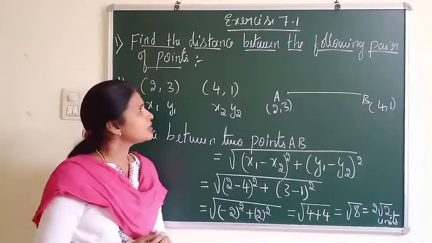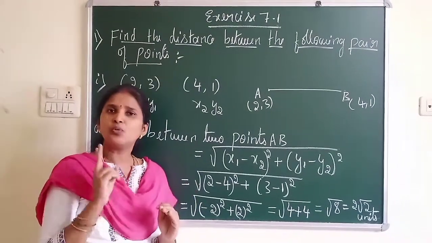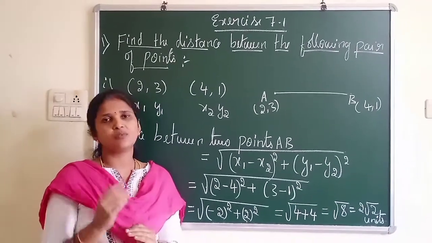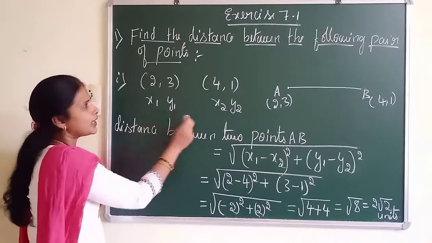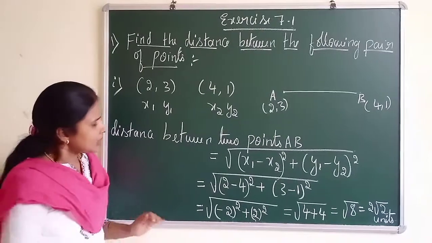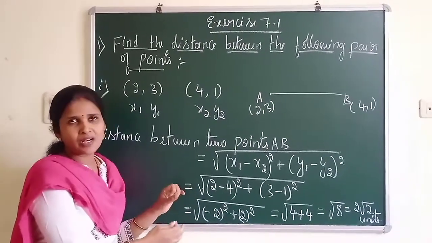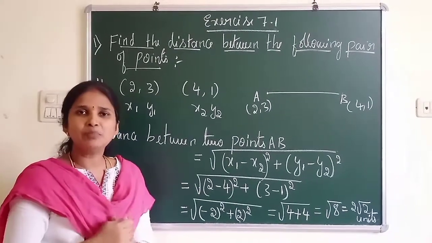There are three questions. The main formulas we use in this exercise are two: the distance formula, and the alternative formula of distance when one point is the origin. Here he has given two points, (2, 3) and (4, 1). Remember, in the first question I am explaining in detail without writing, but in the exam you don't have that time, as there is a time limit to complete the exam.